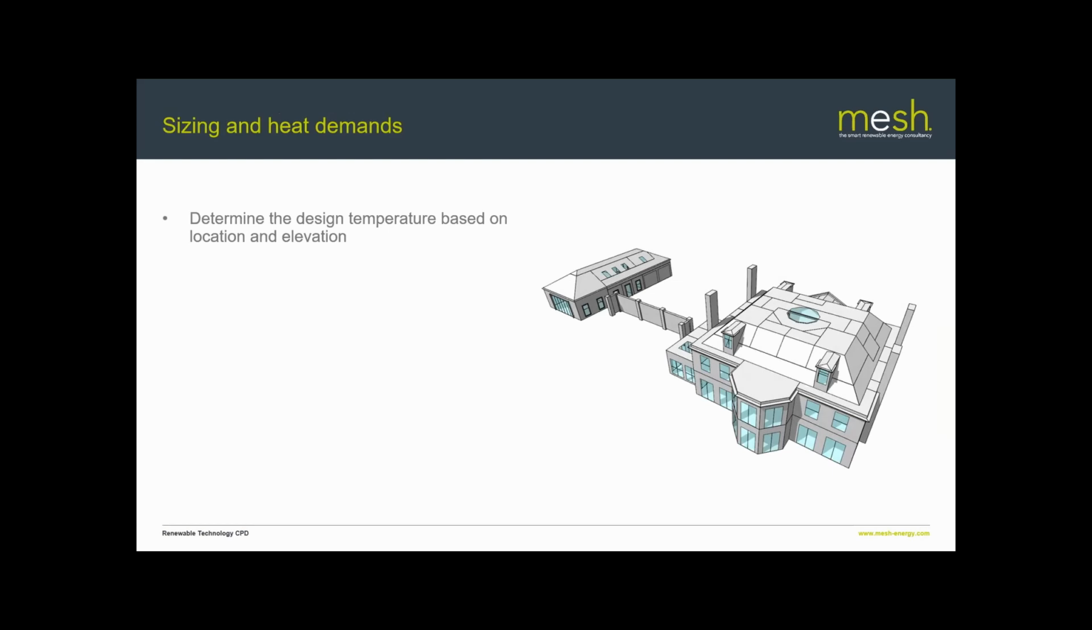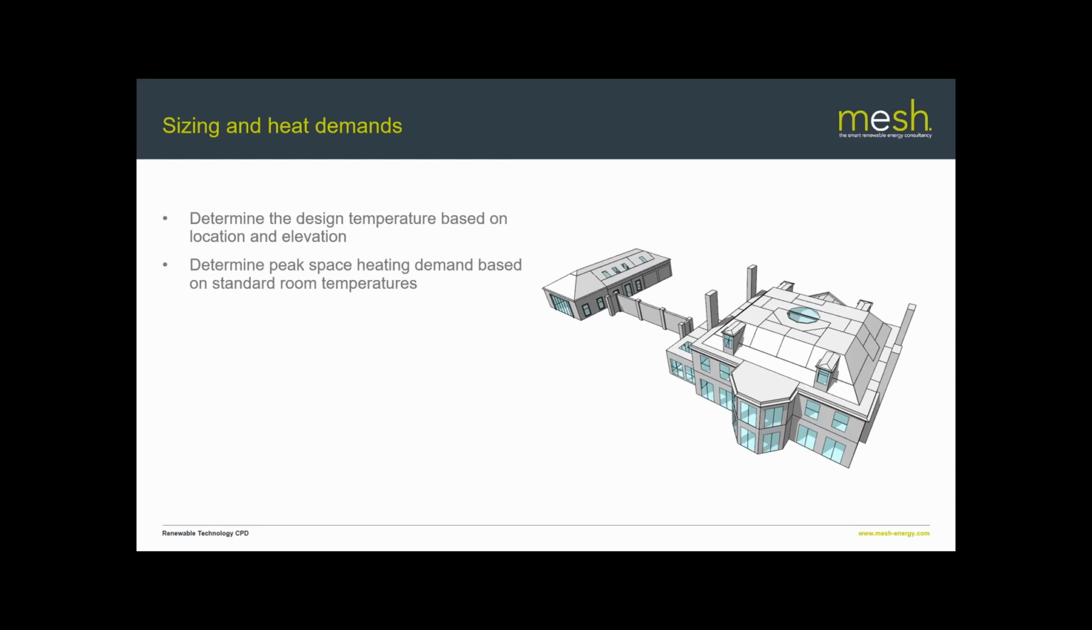Generally speaking, the further north in the UK you go, the lower the design temperature will be. So up in the north of Scotland, you might find that there's a design temperature of -5, -6, -7. And the other thing that happens is as you go up in elevation, then again, the design temperature will tend to drop. So if you're on the top of a mountain in Scotland, you are going to have a lower design temperature than if you're in the centre of London at pretty much sea level.